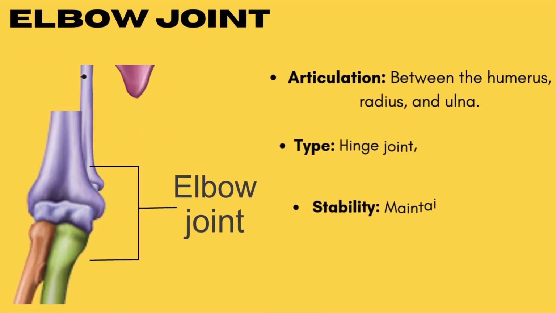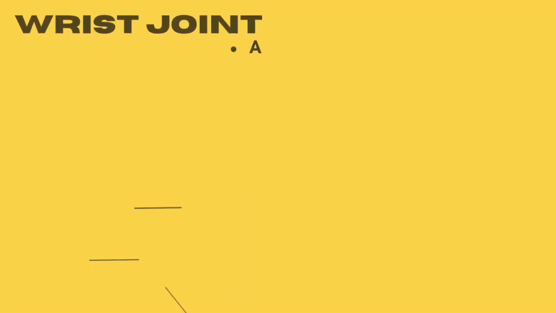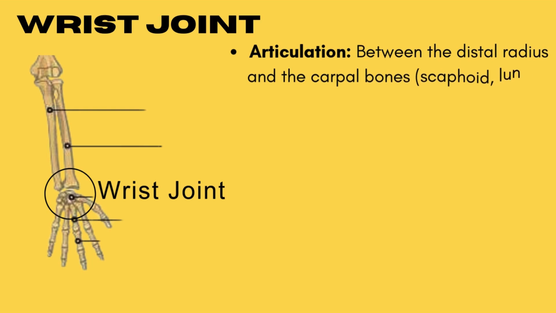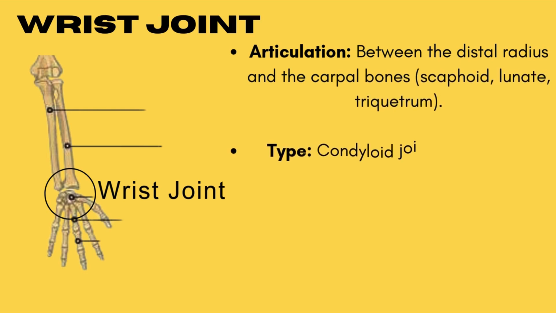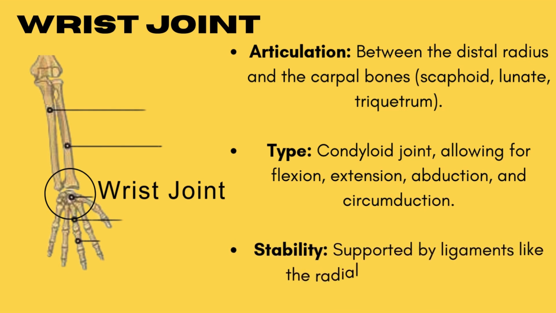Elbow joint. Articulation between the humerus, radius, and ulna. Type: hinge joint, allowing for flexion and extension of the forearm. Stability, maintained by the ulnar and radial collateral ligaments. Wrist joint. Articulation between the distal radius and the carpal bones: scaphoid, lunate, triquetrum. Type: condyloid joint, allowing for flexion, extension, abduction, and circumduction. Stability, supported by ligaments like the radial and ulnar collateral ligaments.